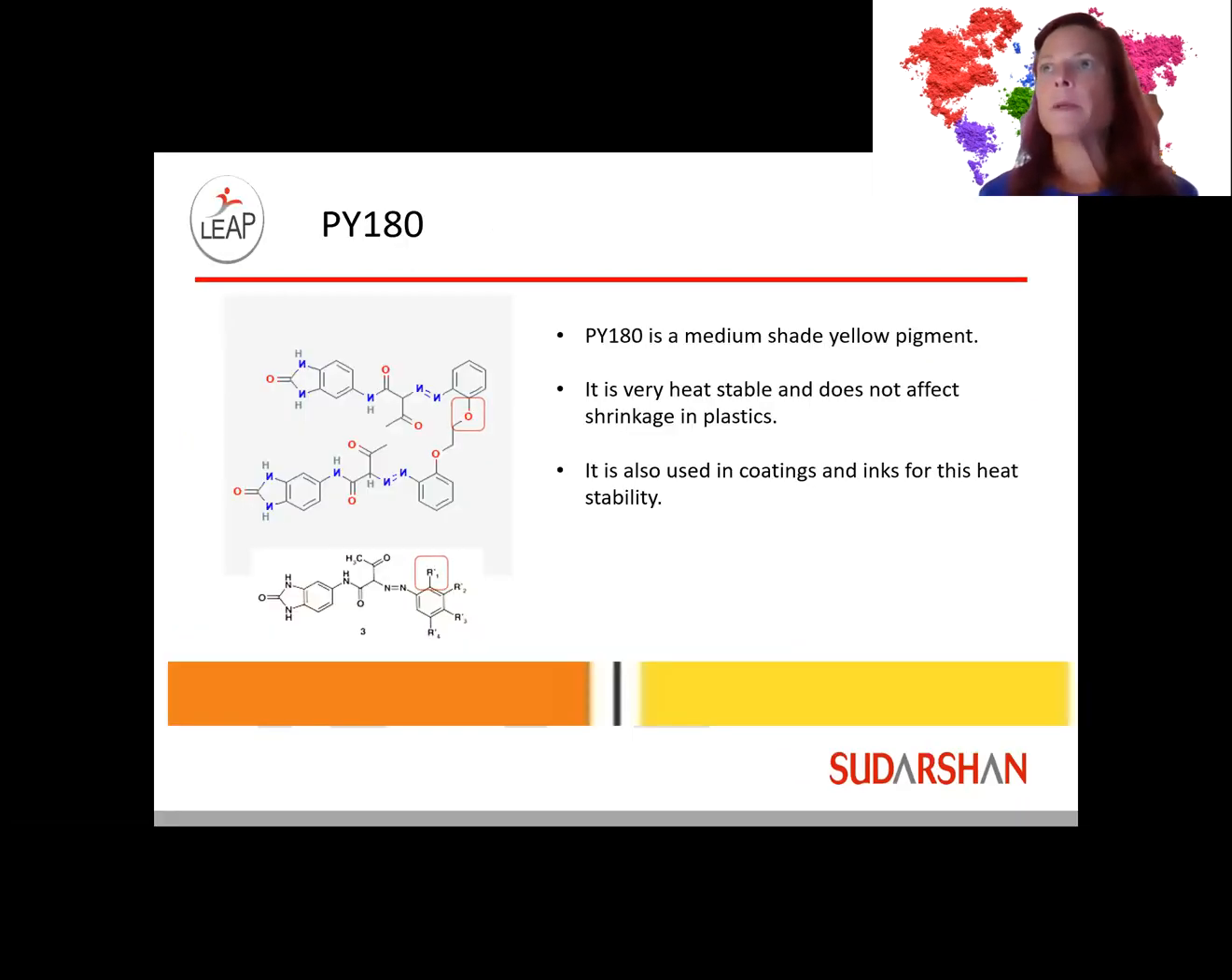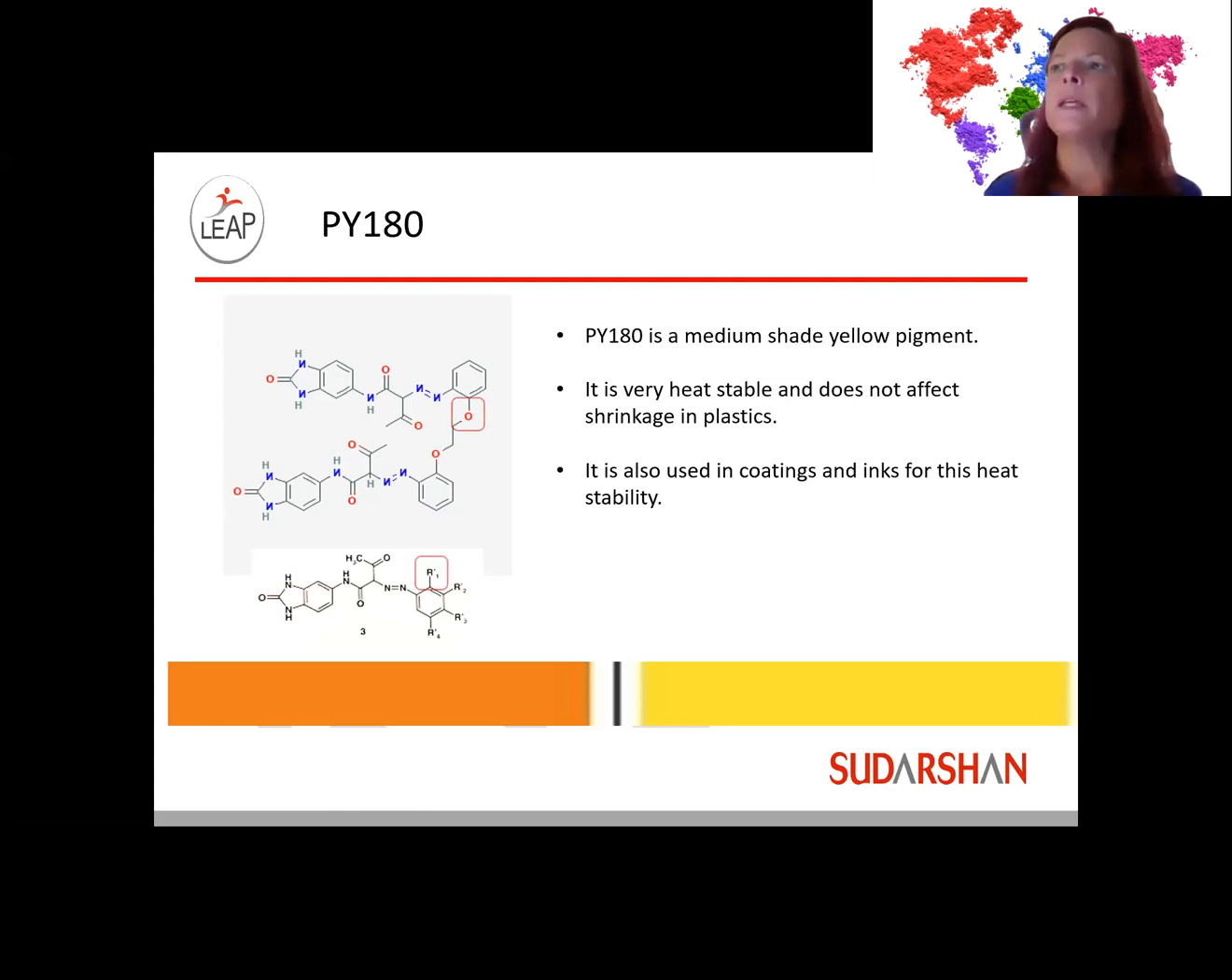Next in the series is Pigment Yellow 180. This is more of a medium shade yellow pigment. It is extremely heat stable and doesn't affect shrinkage in plastics. So it works really well for that particular application. But the heat stability also makes it useful for coatings and inks where a high temperature curing system might be needed. So this particular pigment would be a good use for that application as well.